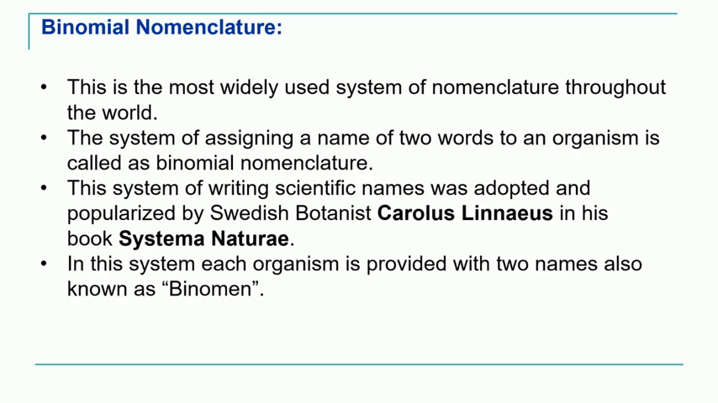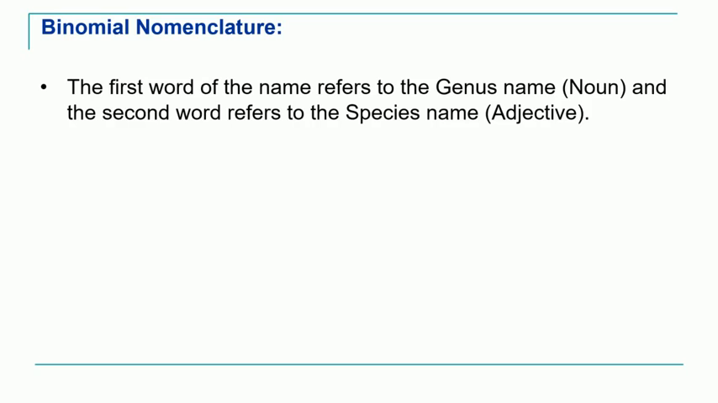In this system, each organism is provided with two names. That's why it is called a binomial or two name system. The first word of the name refers obviously to the genus name. It is always a noun, and the second word refers to the species name, which is always an adjective.